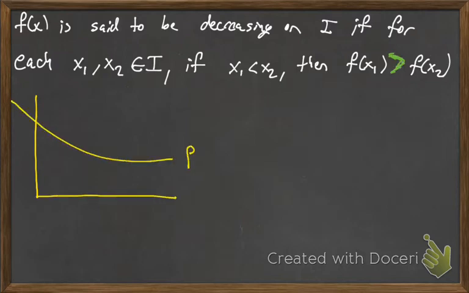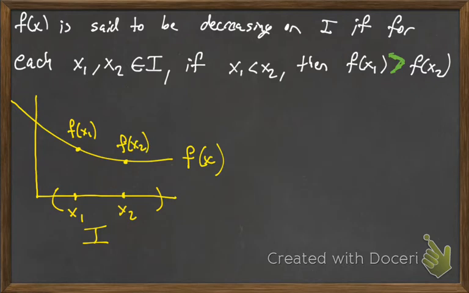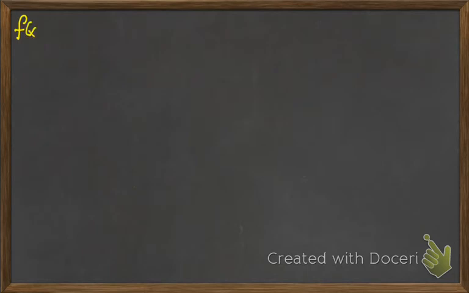Alright, so this time if we draw our little person on their skateboard, they are now going downhill. So they're going downhill as we read left to right. We're always going to read left to right. So there's our function, here's our interval, and then here's x1, f of x1, here's x2, and f of x2. Now you see that x2 is bigger than x1, but f of x1 is larger than f of x2.